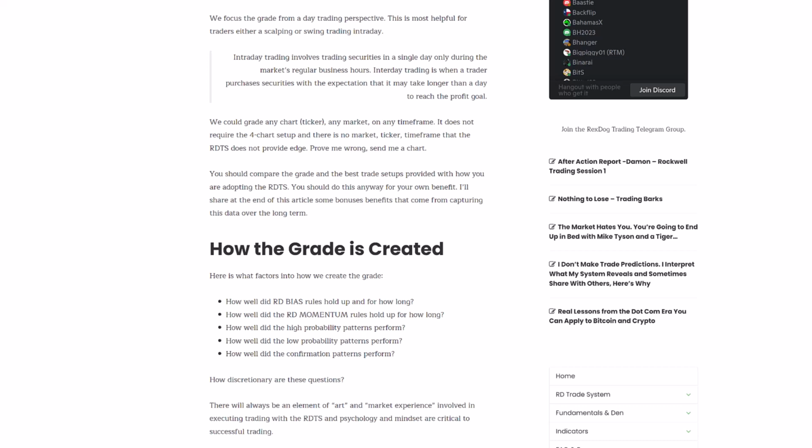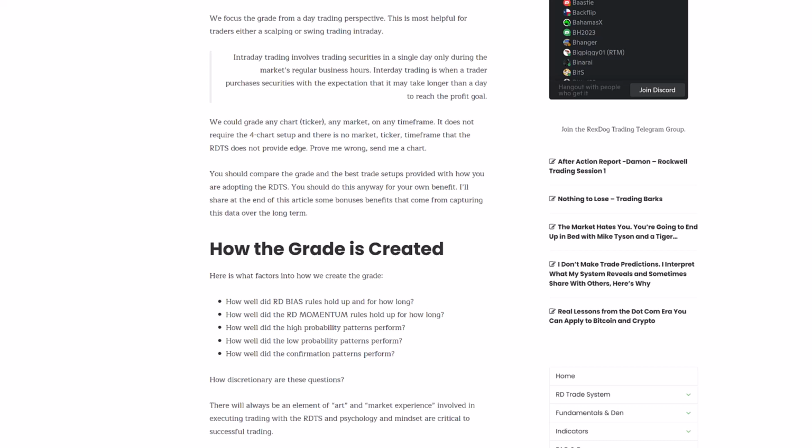This is how we currently grade most of the charts, but we could grade it on any time frame we would like. And that's really the key. We could grade any chart, any ticker, any market on any time frame. It does not require the 4-chart setup. And there is no market ticker time frame that the Rex Dog system does not provide an edge.